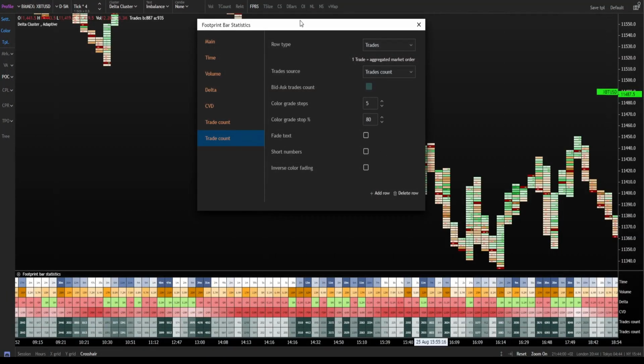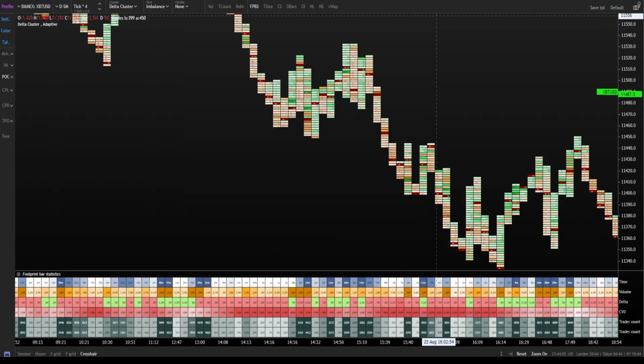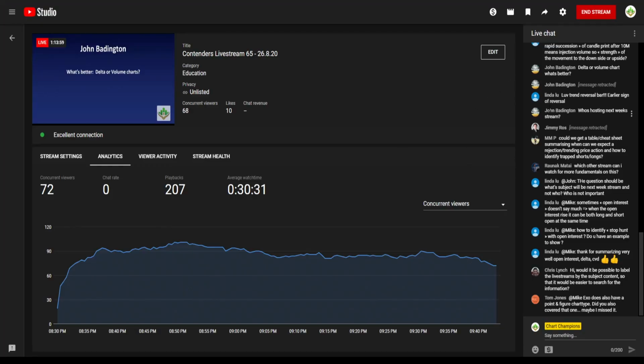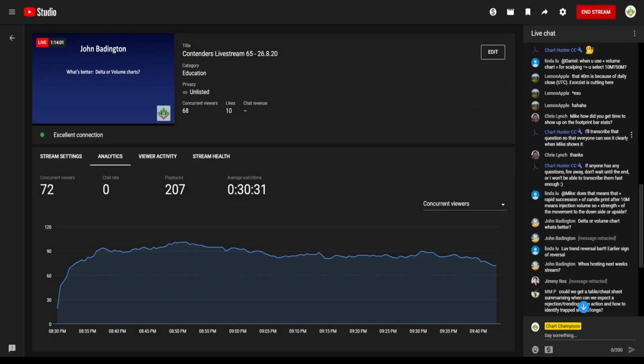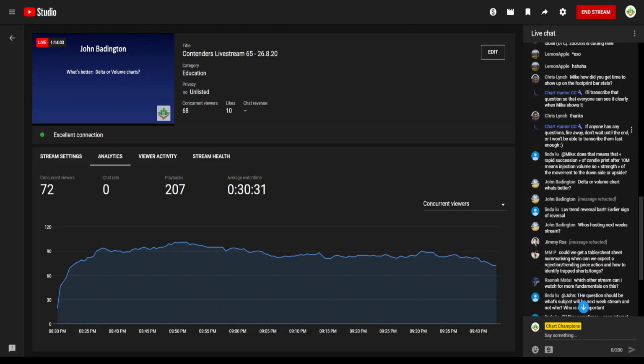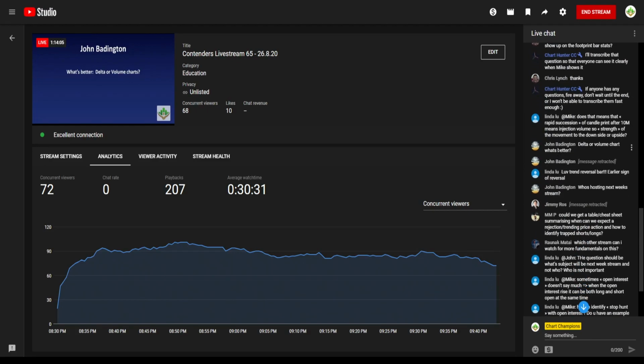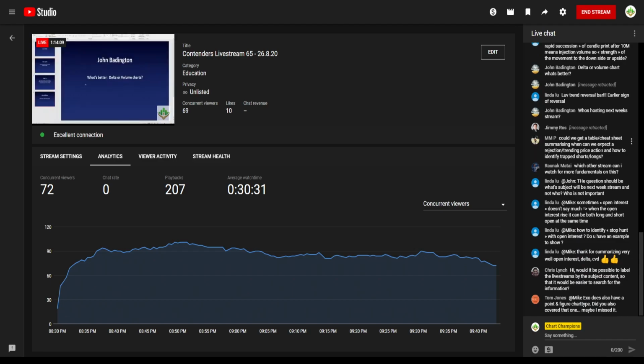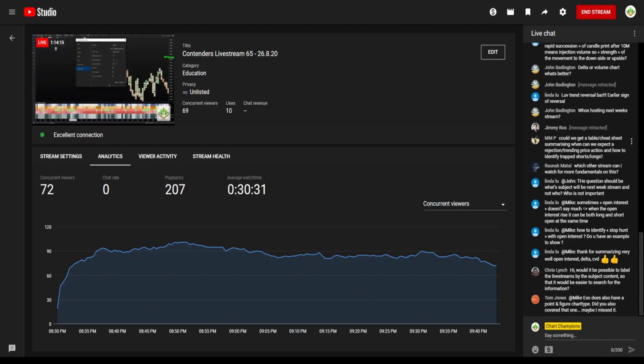So those are the questions on the sheet. I got a notification that there's some more questions in the chat, so let me cycle through. What did we have? Could we get a table cheat sheet summarizing when can we expect a rejection, trending price action, how to identify trapped shorts and longs?